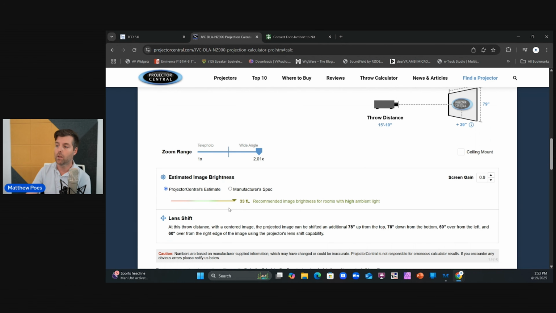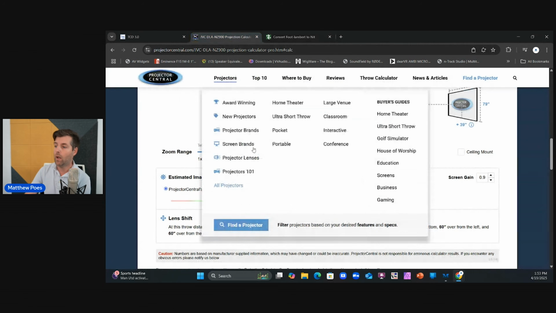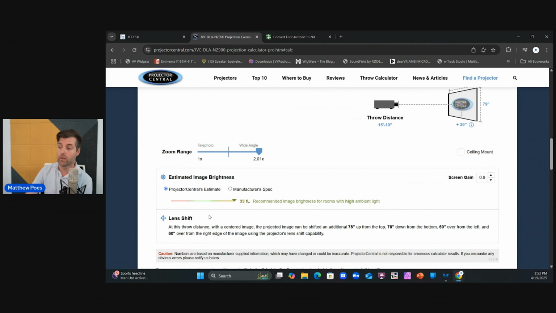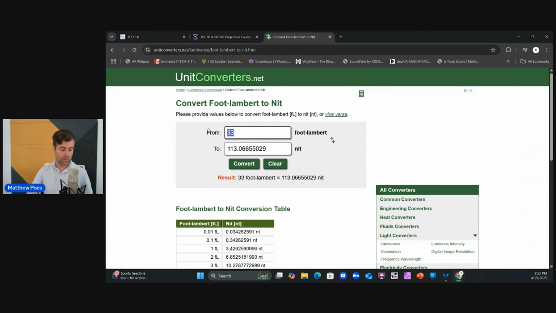And we're at 33 foot-lamberts. So let's go over to this converter and see what 33 foot-lamberts puts us at. The answer is 113 nits. So I would call this projector marginal. We've already got 0.9 gain in there. We might even switch it down to 0.8, and that actually takes us down to 29.